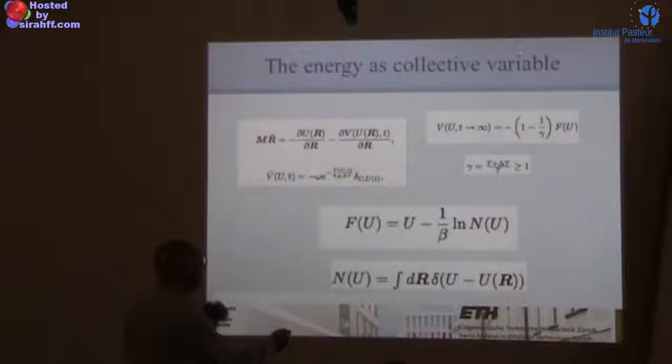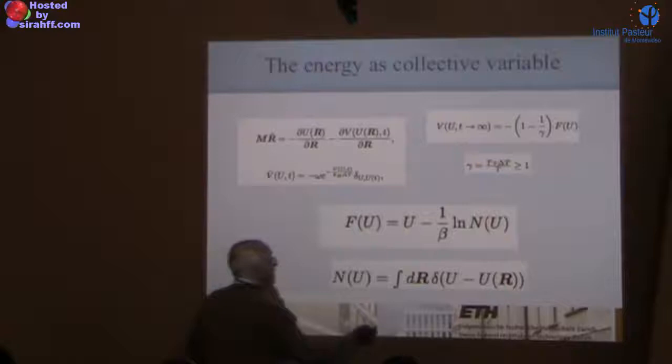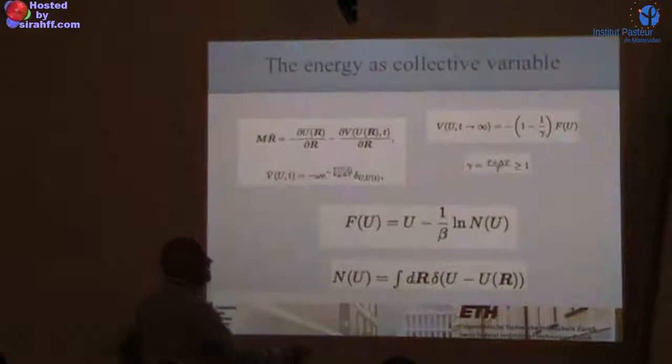The beauty of the free energy is that, at least formally, in this case, it is related to an enthalpic part, which is the real enthalpy of the system, the energy of the system, minus 1 over beta times this thing, which is clearly of entropic nature, because here you have the N of U, called the density of states, which counts for any value of the energy how many states there are. So it's the integral of that.